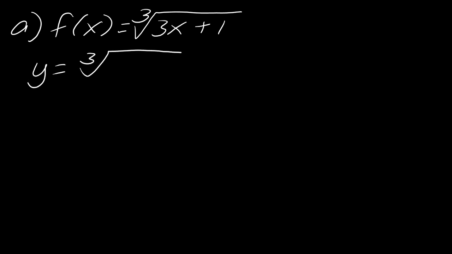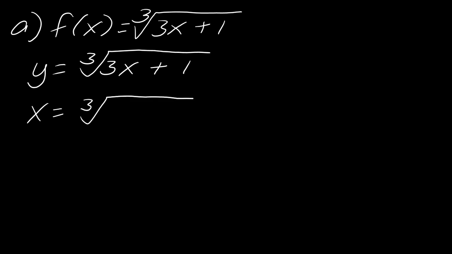So first I'm going to replace f of x with y, and then I flip my x's and my y's. And then I just have to think, how do I solve for y? And this is where you can kind of get into the Wild West. In this case, I have a cube root. So the only way I can get to y is if I cube both sides.